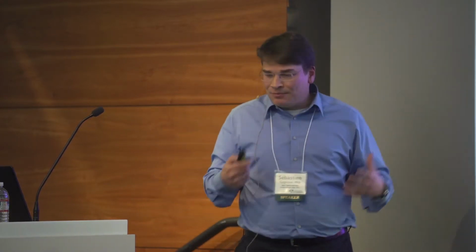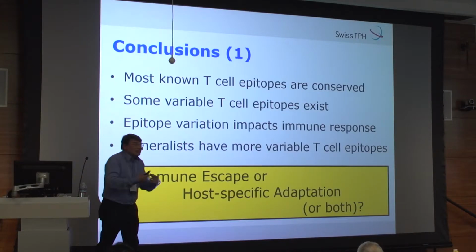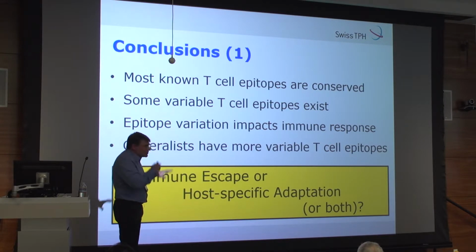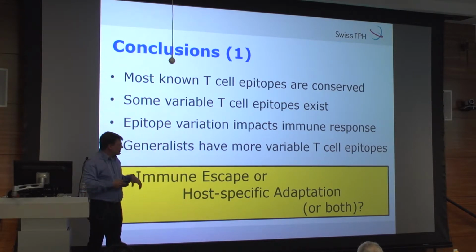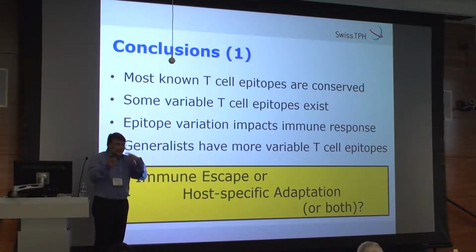Now again, we don't really know what that means. Is it really an example of immune escape? Or is it actually rather some kind of adaptation to different host populations, or perhaps both? And again, perhaps this might be important for vaccine development.